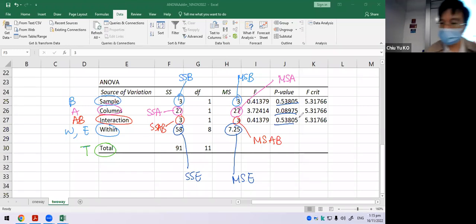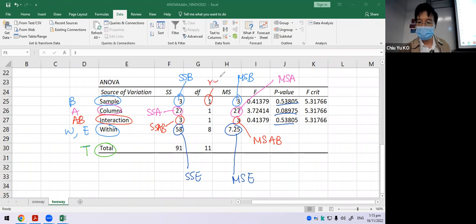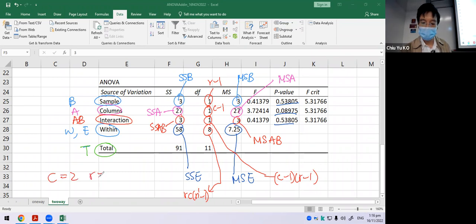Just a final remark. This is R minus 1. This is C minus 1. This is RC(M prime minus 1). And this is just (C minus 1) times (R minus 1). And in this case, C is 2, R is 2, M prime is 3. So I hope you know every single entry there.